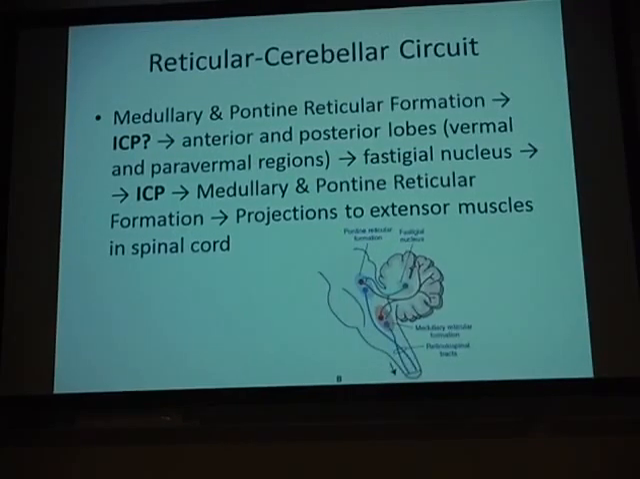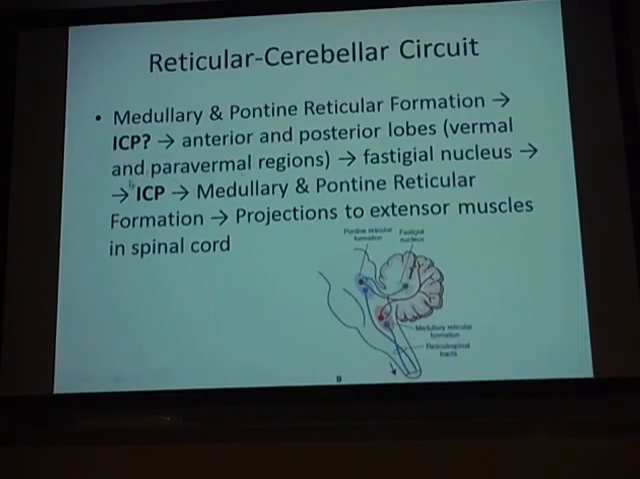Okay, last circuit for the day is the reticulocerebellar circuit. Information is coming in from the pontine and medullary reticular formation. It is probably going in through the ICP, although I couldn't find any source to tell me definitively, so it's a question mark there. I obviously wouldn't ask you this. It's going to project to the vermal and paravermal regions, so this would be both anterior and posterior lobes, to the fastigial nucleus, same place that our vestibular information was going.